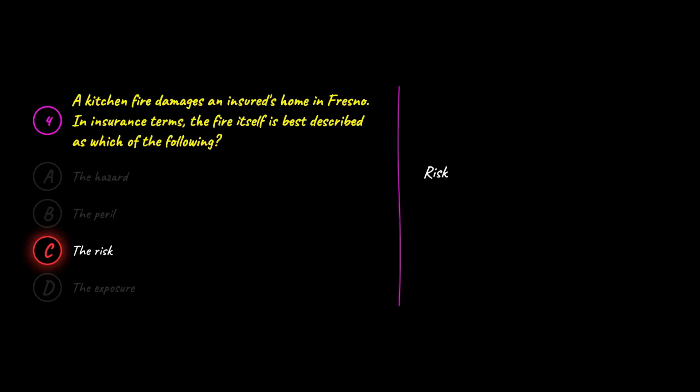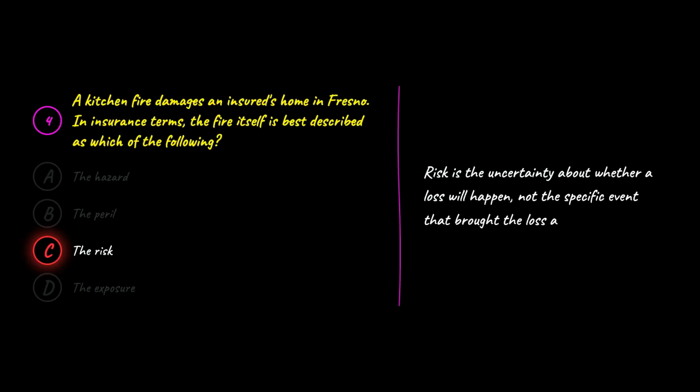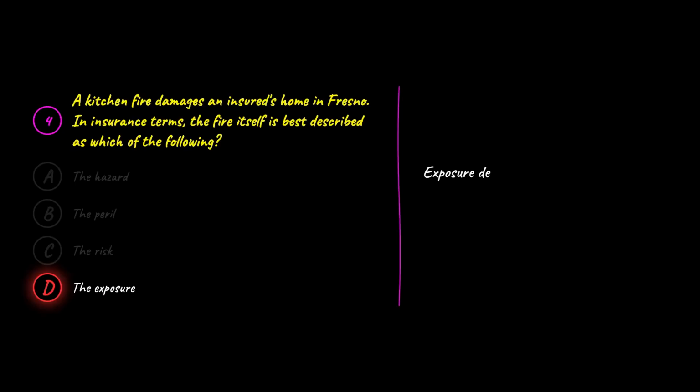C is wrong because risk is the uncertainty about whether a loss will happen, not the specific event that brought the loss about. D is wrong because exposure describes the possibility of loss being present, while the fire is the realized cause of the actual damage.